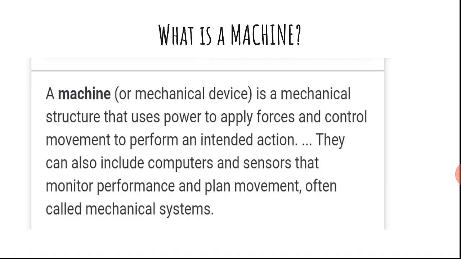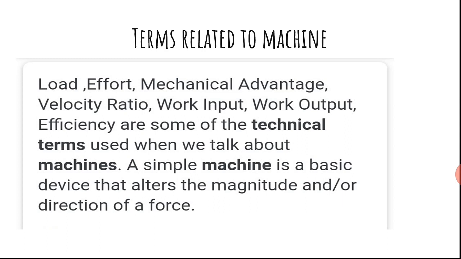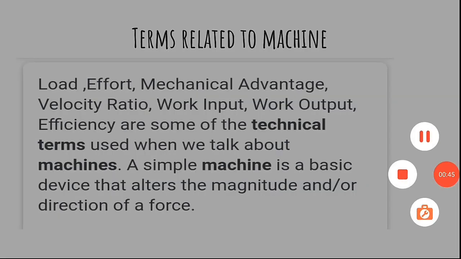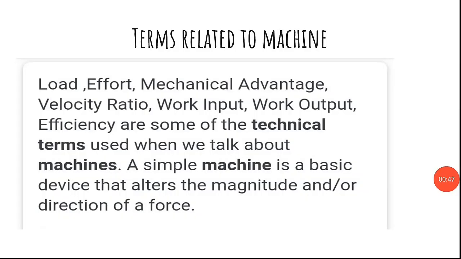Then we have some terms related to a machine. They are load, effort, mechanical advantage, velocity ratio, work input, work output, and efficiency. First we will do load. The resistive or opposing force to be overcome by a machine is called the load. Effort: the force applied on the machine to overcome the load is called the effort. Mechanical advantage: the ratio of the load to the effort is called the mechanical advantage of a machine. Since MA is the ratio of two similar quantities, it has no unit.